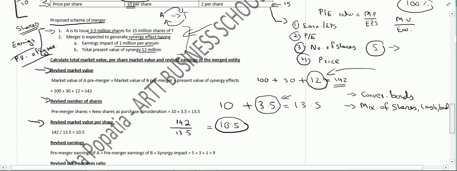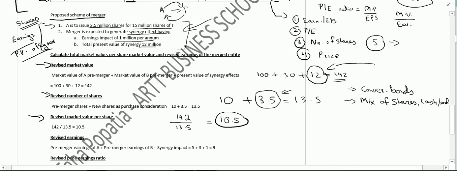Fourth, revised earnings. Again, the earnings of A before merger plus earnings of B or T before merger plus the earnings impact each year due to synergy will make it 9.